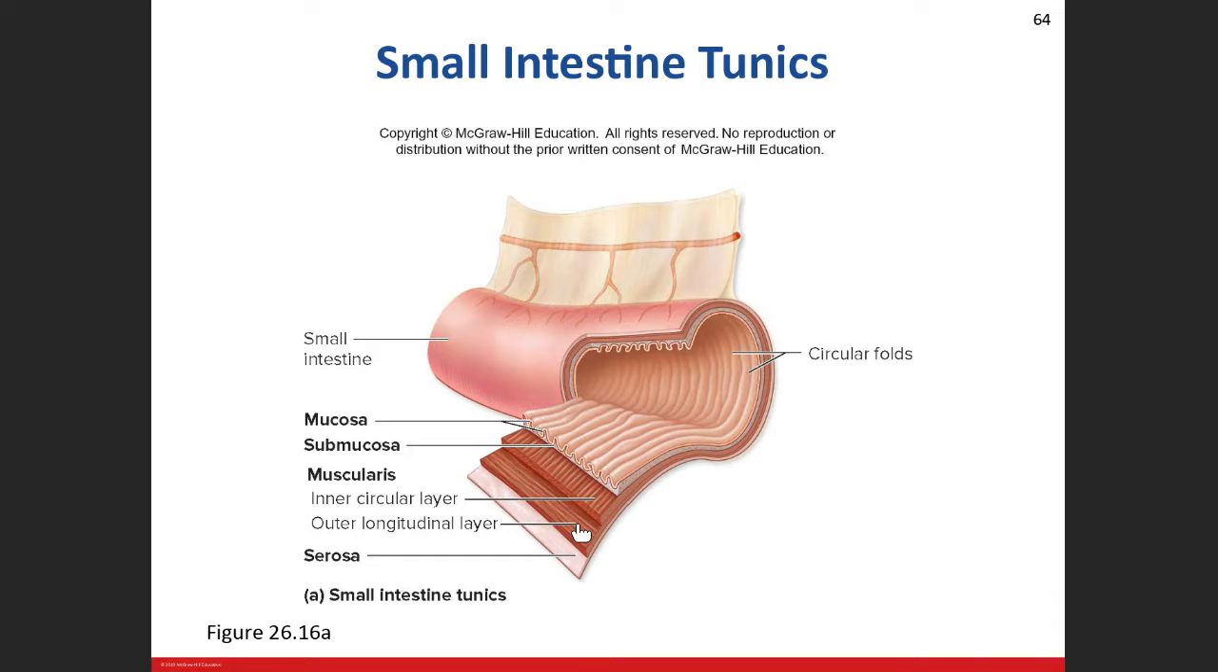There are only 2 layers here, the inner circular layer and the outer longitudinal layer. So basically, we're not going to see the type of churning that we saw before when we were talking about the stomach. In this situation, this gives us more of that motility aspect of contraction and relaxation, the process of peristalsis, as we move the food products through. And then finally, the outermost layer is our serosa or adventitia.